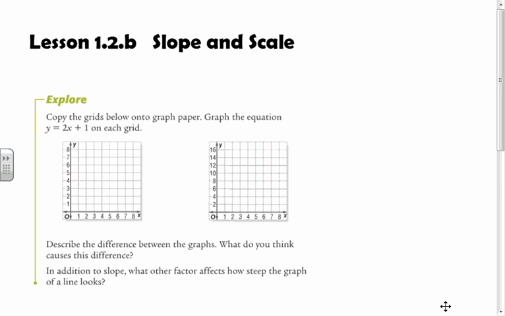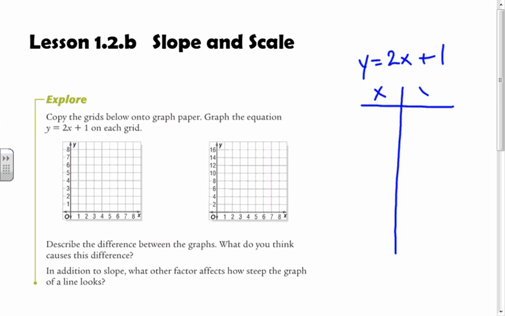You can find that. First thing we're going to do is just look at how the scale can change the effect, and then we'll look more closely at how to change the scale on the graph to make those different effects. So let's go ahead and make a table for this equation, y equals 2x plus 1. So we have x and y. Let's do the first 4, 1.